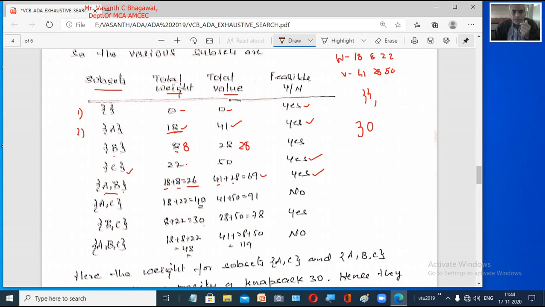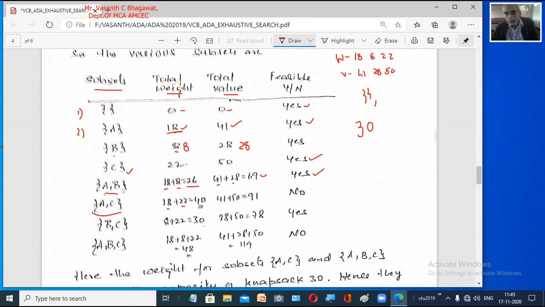Now you will select another combination, A and C. We'll go for A and C. Same process we are doing. The weight for A is 18, and for the third item C, the weight is 22. When you find the sum, 22 plus 18, you get 40. The total weight of these 2 items will be 40, and the profit will be 41 plus 50, which is 91.